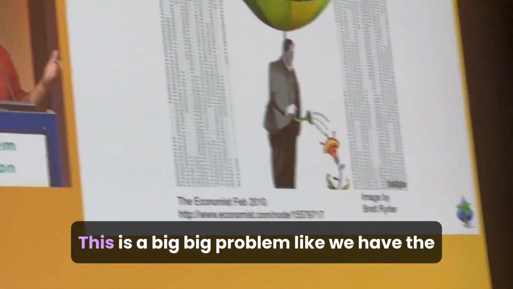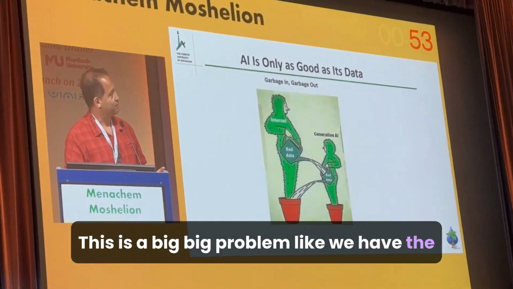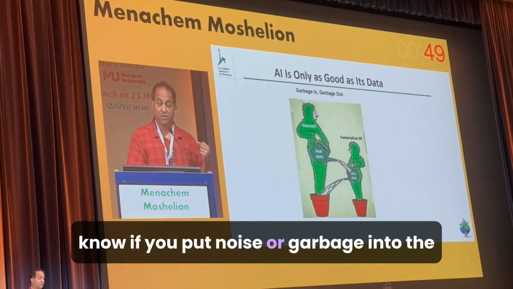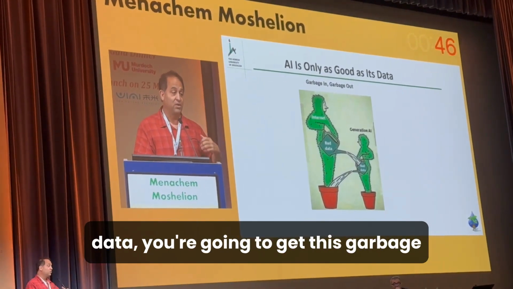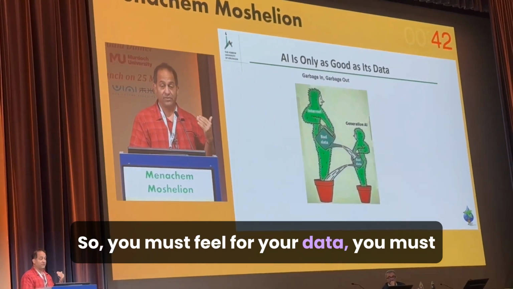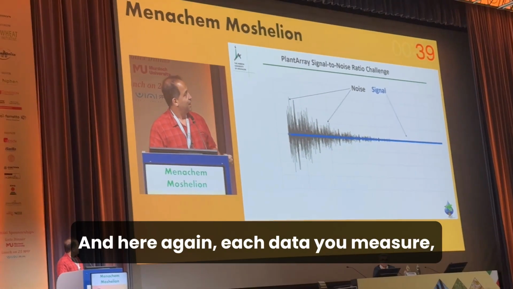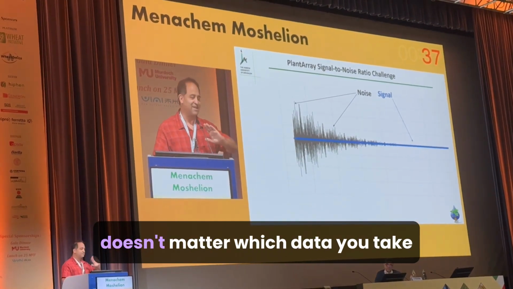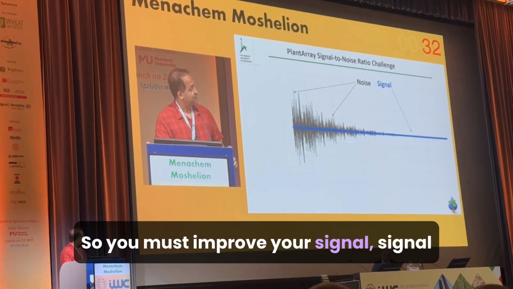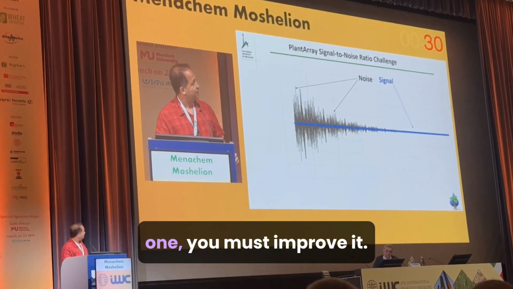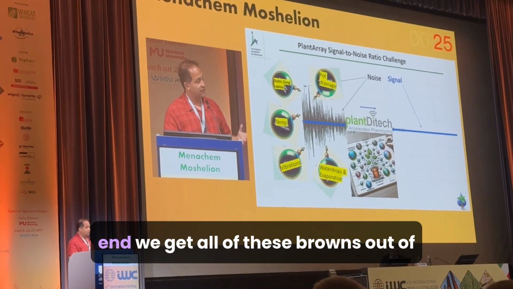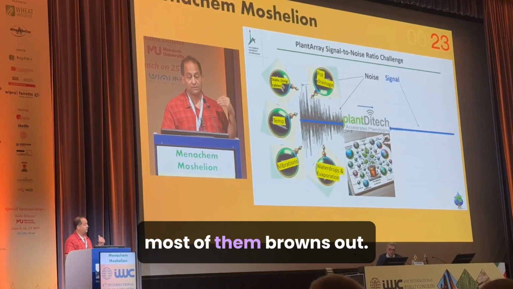What do you do with all the data? This is a big problem. Luckily we have the AI, but when you go to the AI, you should know if you put noise or garbage, as we call it, into the data, you're going to get this garbage out. So you must filter your data, you must take care of your data. And here again, each data you measure, it doesn't matter which data you take, always count with the noise. So you must improve your signal. The signal is the blue line and the noise is the background. You must improve it. We use the Plant-Ditech filtering system, so in the end we get all of these noise out, or most of them out.